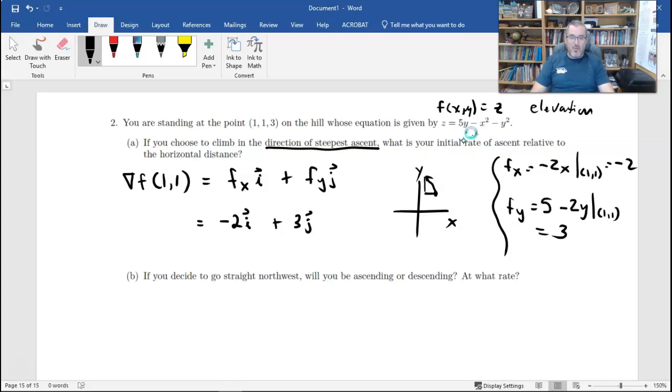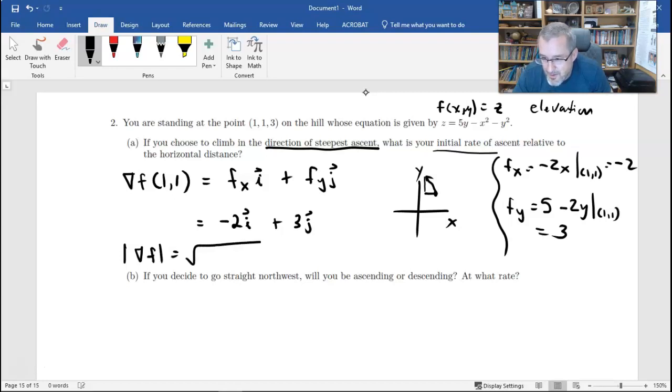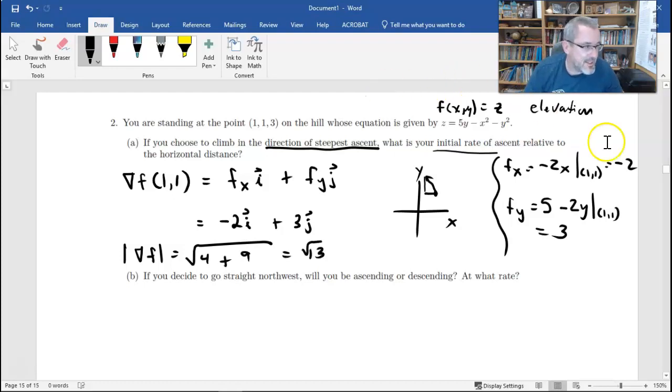Now, it asks, what is your initial rate of ascent? It doesn't say just stop there. It says, what is the initial rate of ascent? So if you're at the point (1, 1, 3) and you're spinning around, but now you finally know you're going to go that way. You're going to go negative 2i plus 3j, and you're going to take that initial step. Your increase in elevation will be what? Well, magnitude. Negative 2 squared, 3 squared, 4 plus 9, square root of 13.